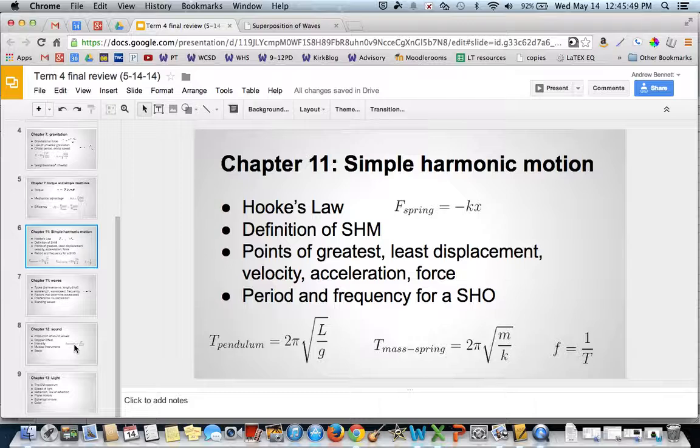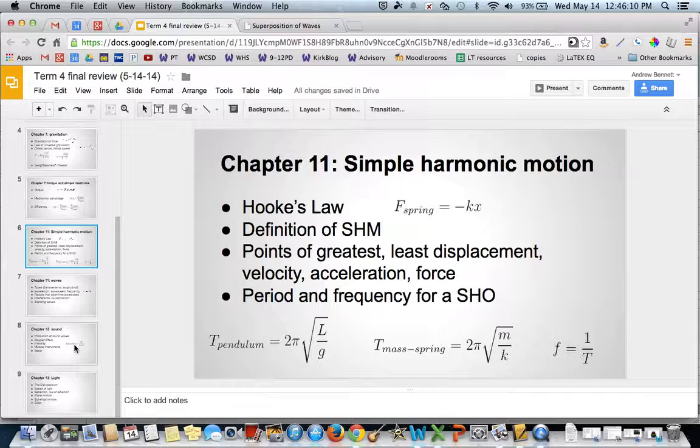The definition of simple harmonic motion, that's the periodic motion or repetitive motion that occurs because we have a restoring force. That's a force that points toward equilibrium all the time. A restoring force that gets larger as displacement from equilibrium gets larger. So it's proportional to displacement.